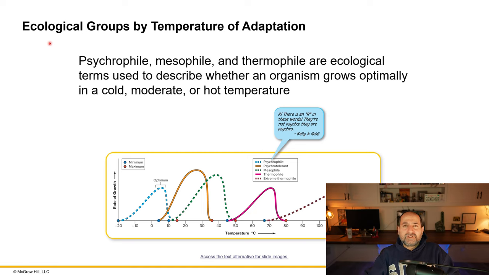And different organisms have different cardinal temperatures. So take a look here at ecological groups by temperature. There are some organisms that prefer cold temperatures for growth. In fact, these organisms typically have an optimal growth temperature of around 4 degrees Celsius, with their minimal temperature being negative 20 degrees Celsius, well below freezing, and their maximum temperature around 14 degrees Celsius. These are known as psychrophiles. Let me zoom in here for you.